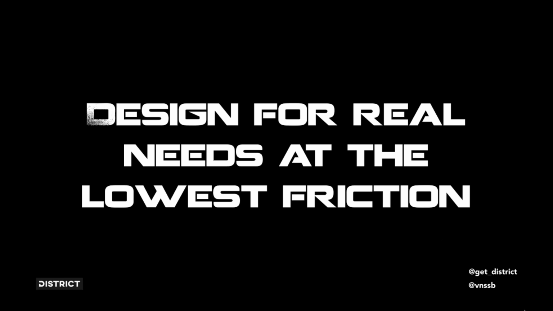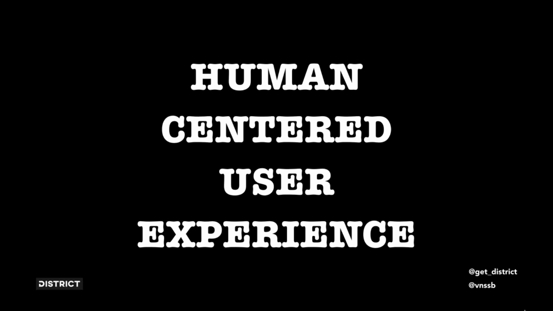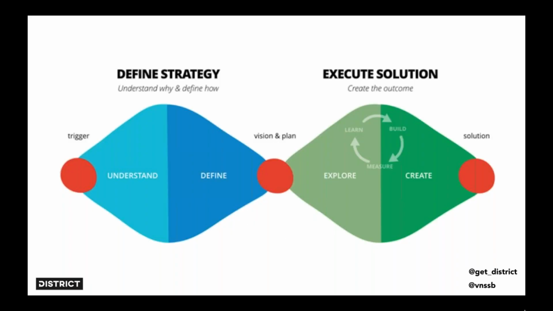And so really this comes down to designing products or services to real needs, real user problems at the lowest friction. So can I get in and out of this door with one click, not with 10? And it's all about human-centered user experiences. So we work a lot around this concept. Everything we build is around first understanding the why, like I mentioned at the very beginning, the business value, defining the how, testing that, and then iterating. So very much focusing on the learn, build, and measure iteration cycle.